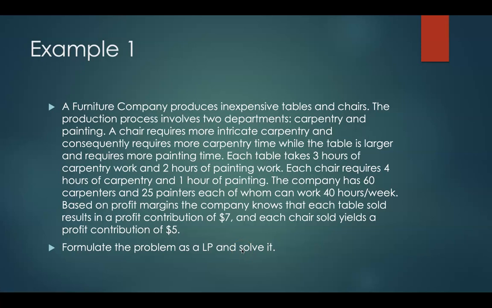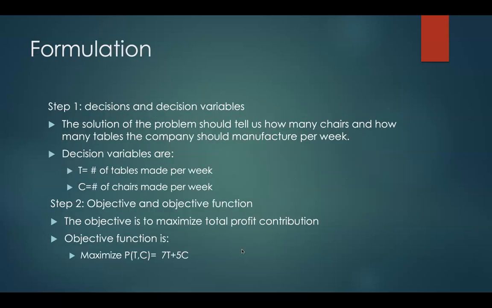All right? Okay. So like I said, there are 3 steps to formulation. So you have decisions, then your objective and constraints. So step 1 is the decisions and the decision variables. The solution of the problem should tell us how many chairs and how many tables the company should manufacture per week. So the final solution will tell us the number of tables and the number of chairs that are made per week, and that is what your decision variables are.